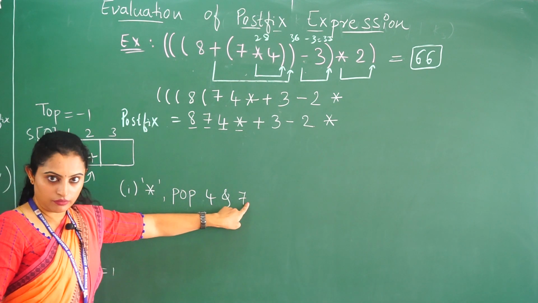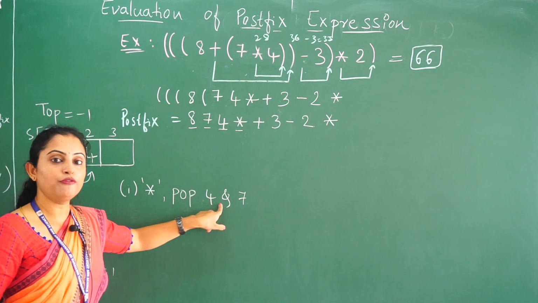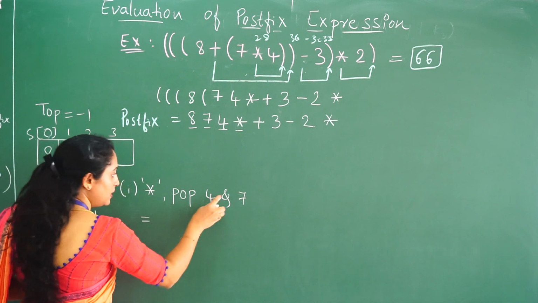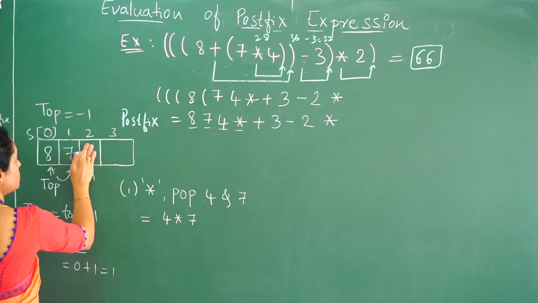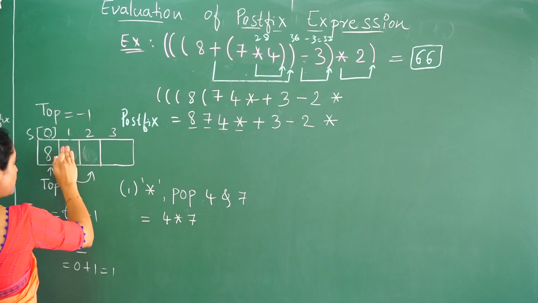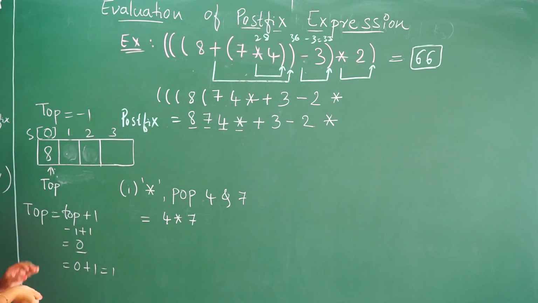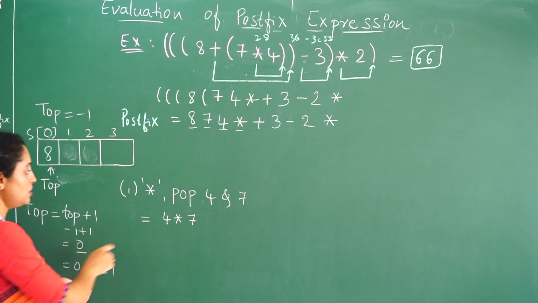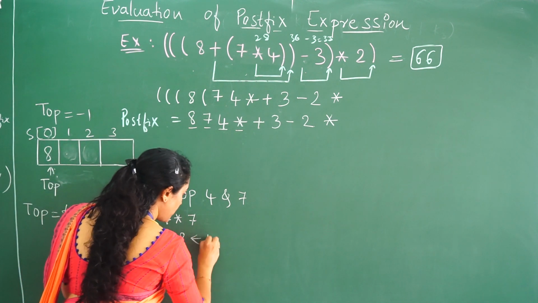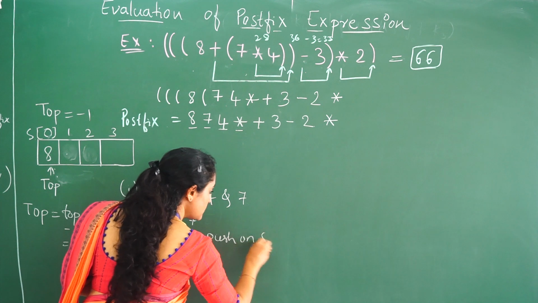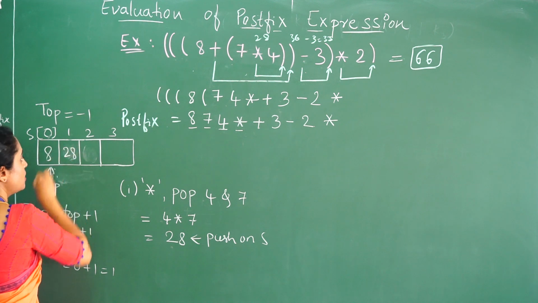Okay. So 4 and 7 we pop, and we have to perform this asterisk operator on this popped 4 and 7. So let us do 4 into 7. So 4 is popped, 7 is popped. Top will be decremented when popping it, so again top is pointing here. 7 4s are 28. Again we have to push this on the stack. So 28, the result we have got, we push onto the stack. So we got this as 28.